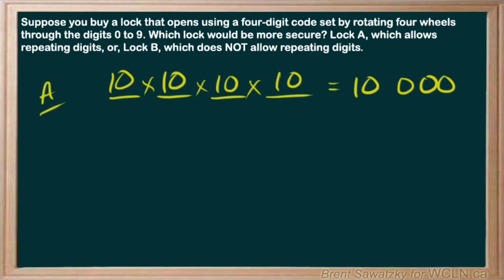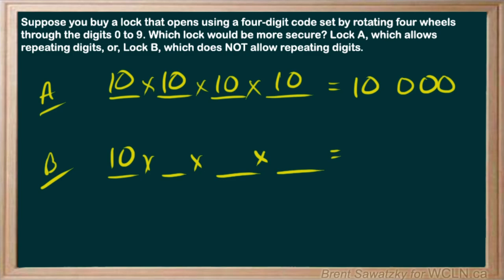So let's look at lock B. Lock B, same kind of situation in that we have 4 tasks. We have to do the first number and the second and the third and the fourth. So the first number, certainly we have 10 options. The 0 through 9, nothing different there.